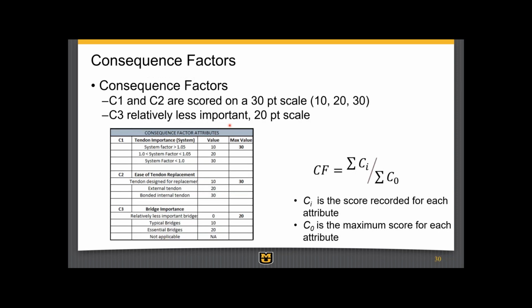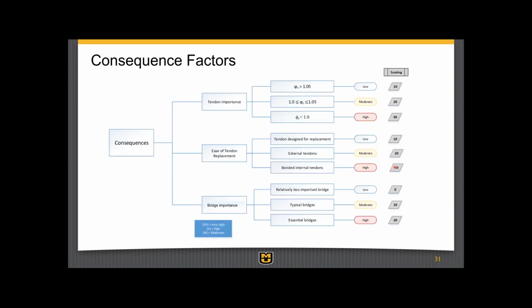Okay. And so we do the same thing with the consequence factors. If you want to put it into a category, you just take whatever our score was divided by the total available score, and that places you on a number line somewhere. This is just a flow chart that shows what these three are in terms of their criteria: tendon importance, ease of tendon replacement, and bridge importance down here. And these are what their criteria are, and here's how they score on the right.